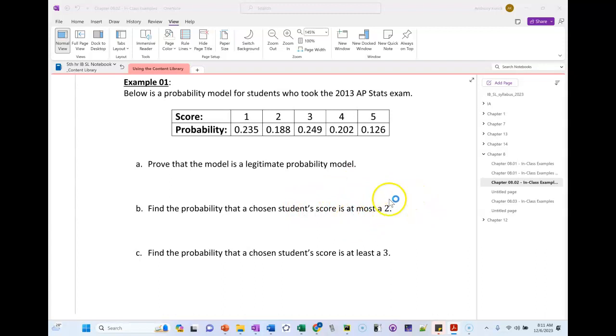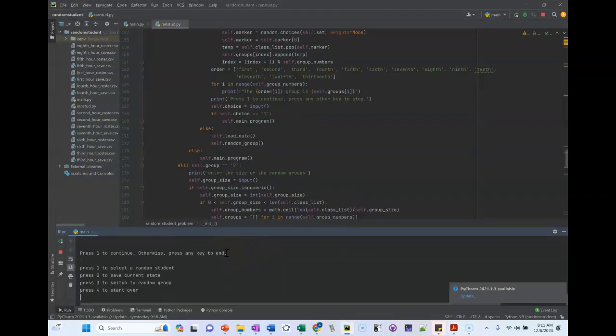Okay, what does at most 2 mean? So the score is at most 2. What scores are at most 2? Great. At most means less than or equal to. So if we want the probability that the score is at most 2, we'd add up the probabilities for 1 and 2. And whatever that comes out to, 0.2 or 0.423. Right? No big deal. So far, so good. Let's see who's next.